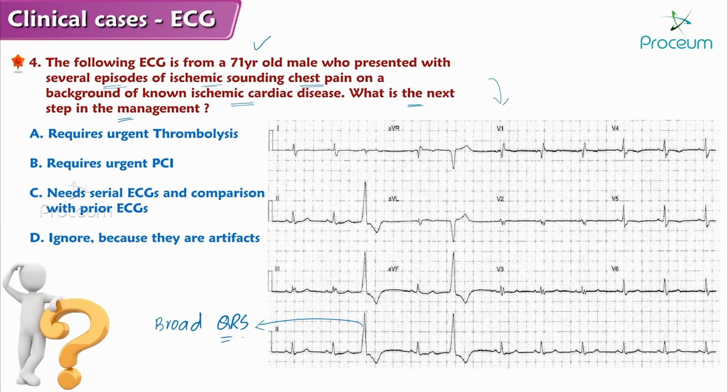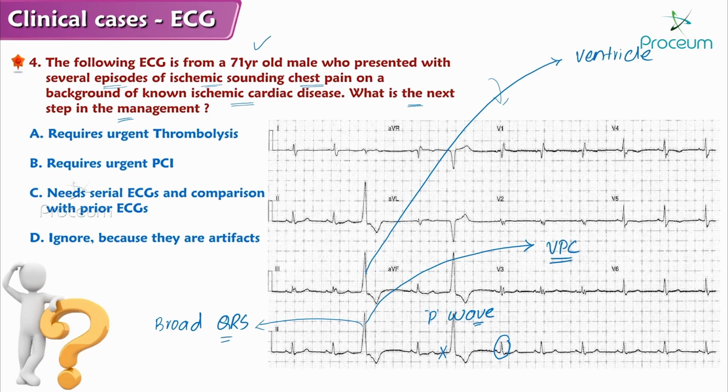And if you take the morphology of this particular QRS complex, it is not similar to that of the normal QRS complex. It is a wide QRS complex. And apart from that, do you have a P wave? There is no P wave for this particular QRS complex. So what does that mean? This means that it is a complex which is originating from the ventricle. So this is nothing but your ventricular premature contracture. So in case of ventricular premature contractures, you have the presence of wide QRS complexes.